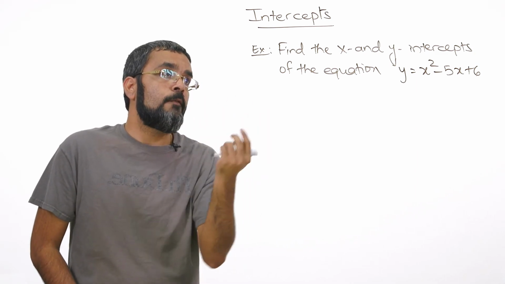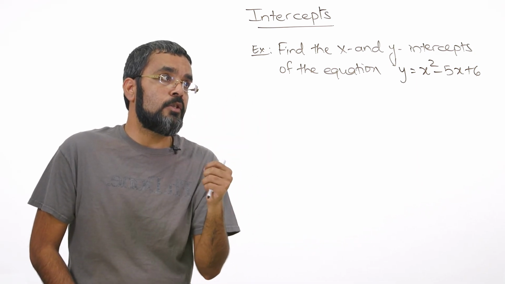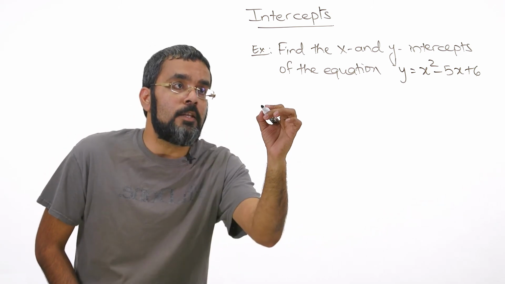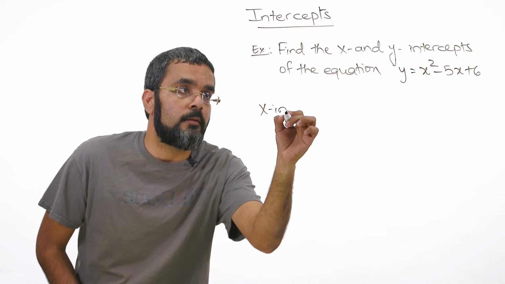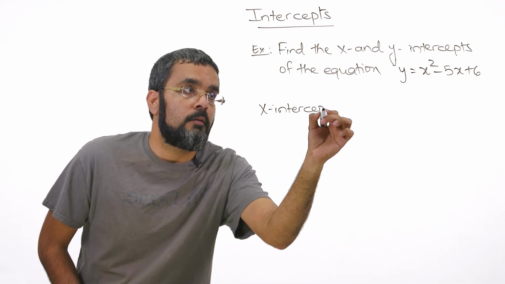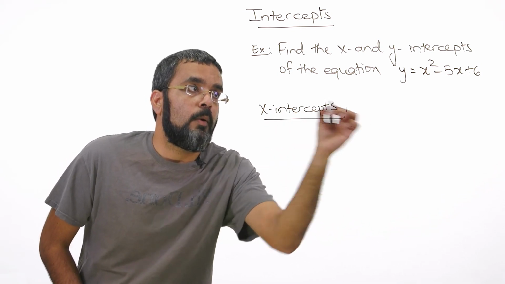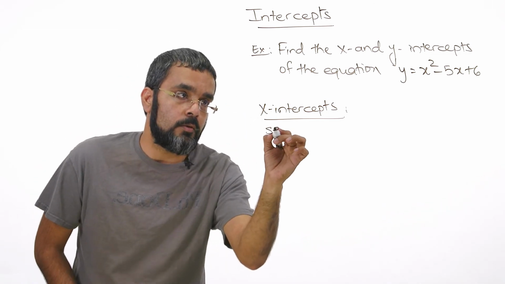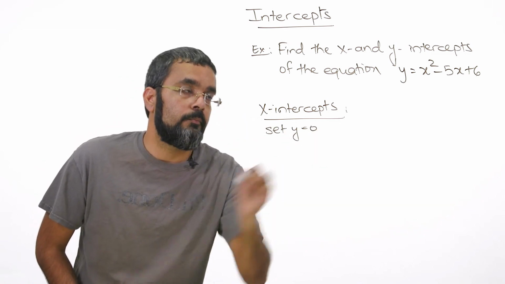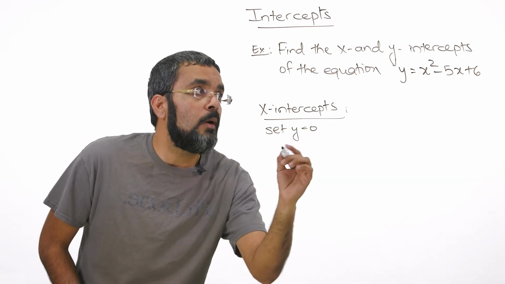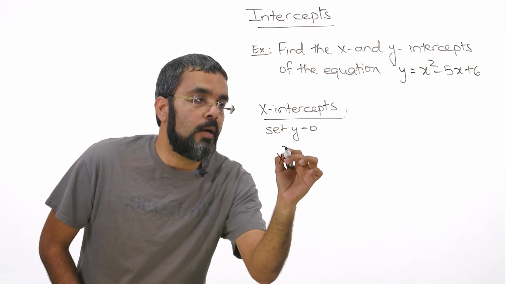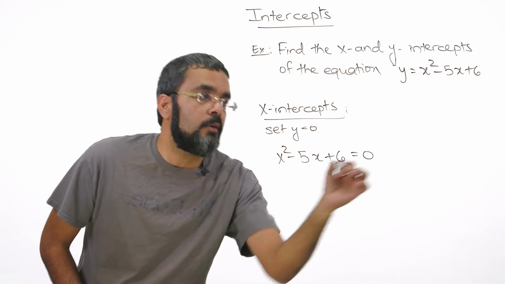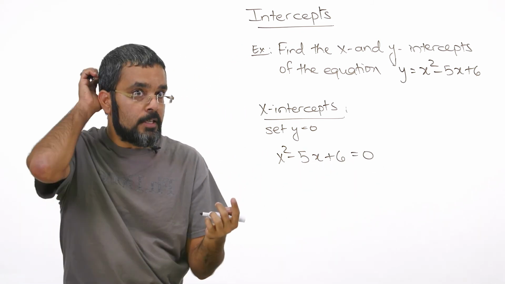So the question is, find the x and y-intercepts of the equation y equals x squared minus 5x plus 6. So let's find the x-intercepts first. Right? We talked about it, that when we are finding the x-intercepts, we're going to set y equal to 0. Okay, so I'm going to set y equal to 0, and I get x squared minus 5x plus 6 equals 0. And I need to solve this equation.